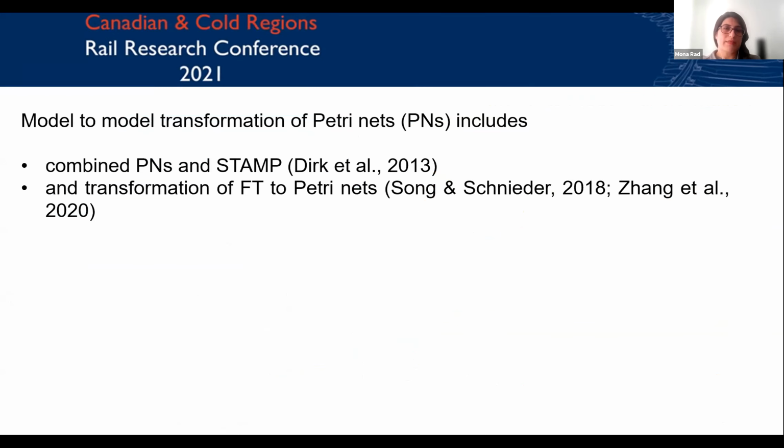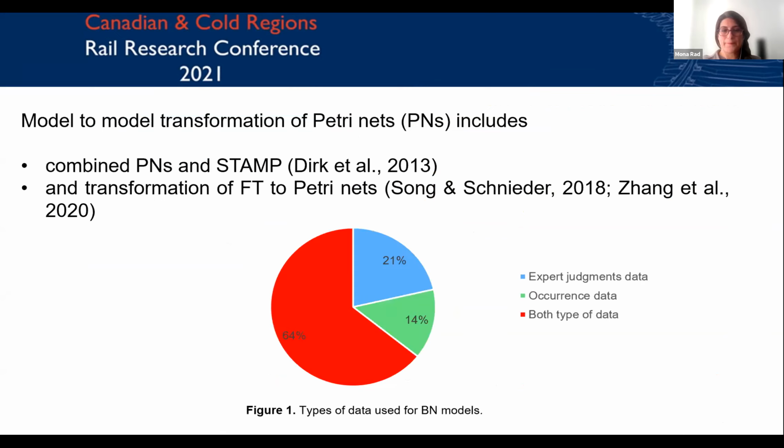Model-to-model transformation of Petri nets also includes combined Petri nets with the STAMP method and the transformation of fault tree to Petri nets. We also found that the majority of researchers combined occurrence data with expert judgment data to model accident and risk using Bayesian networks.